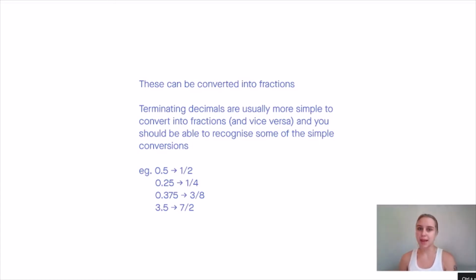So some of the basic conversions that you'll see all the time is 0.5 being the equivalent of 1/2, so 1 divided by 2. 0.25 being the same as 1/4. 0.375 being the same as 3/8. 3.5 being the same as 7/2, and so on.